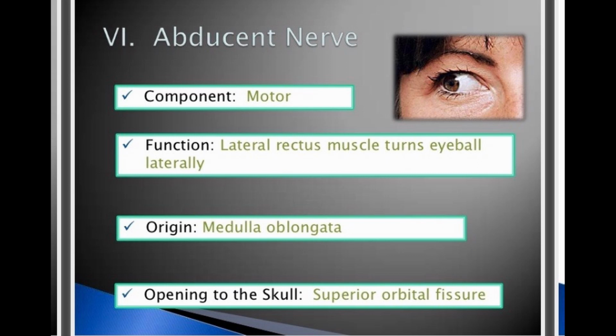Now the next nerve is the abducens nerve. The abducens nerve takes origin from the pons, its component is motor, and its function is that the lateral rectus muscle turns the eyeball laterally. So there is a lateral rectus muscle that produces eyeball movement laterally, and the opening of the skull is the superior orbital fissure. So this is the abducens nerve.